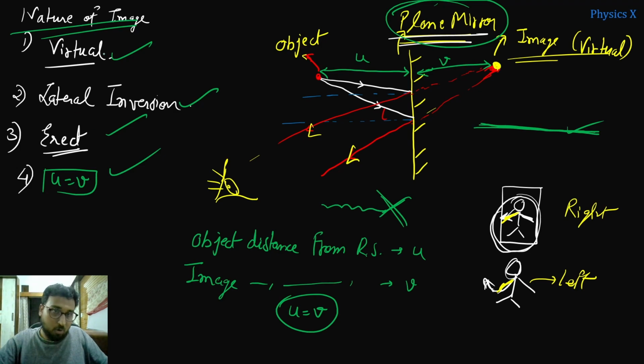Because of these 4 pointers, some of the applications of plane mirrors are based on this nature of image only. Suppose in an ambulance, you can observe that the ambulance letters in front of the vehicle are written from right to left, not in the perfect order. They are not writing it from left to right. They are writing it in reverse.